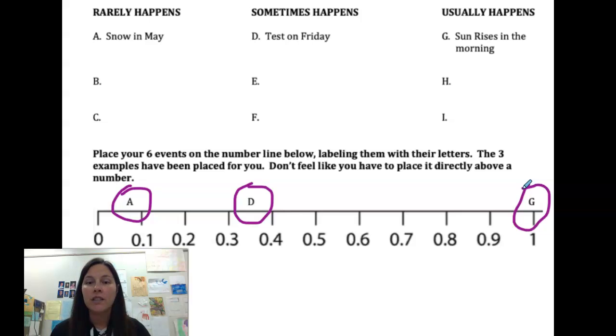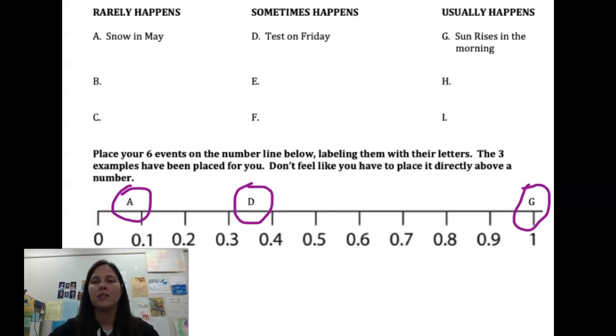So now what I want you guys to do is come up with 6 other events that either rarely, sometimes, or usually happen, and then place those letters on the probability chart below where they fit with what you're thinking about them. There's really no right or wrong answers on these. It's just a chance to practice some different conceptual ideas behind the notion of probability. I'm going to come up with one more for you as an example.